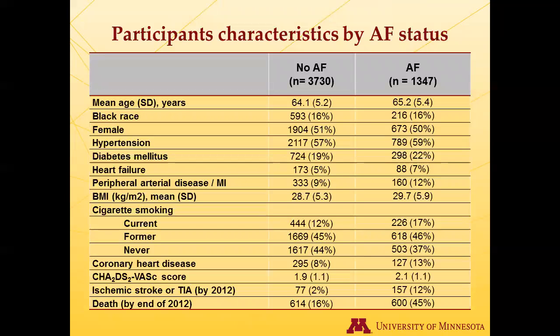This is a table that shows you the characteristics of the patients with and without AFib. On the right side, you see the AFib, and the middle column is the patients with no AFib. We tried to match these cohorts based on age, plus or minus 5 years, calendar year, race, and gender. As much as we can, we also applied the matching for the CHA2DS2-VASc score.